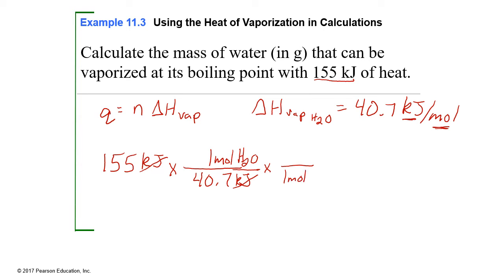And now that we're in moles, we can continue our calculation using dimensional analysis. Calculate that 1 mole of water is 18.02 grams. This comes from the molar mass, so 2 times the mass of hydrogen plus the mass of oxygen. And that converts us into grams, which is what we're trying to find in the problem. So 68.6 grams of water can be vaporized using 155 kilojoules of heat.